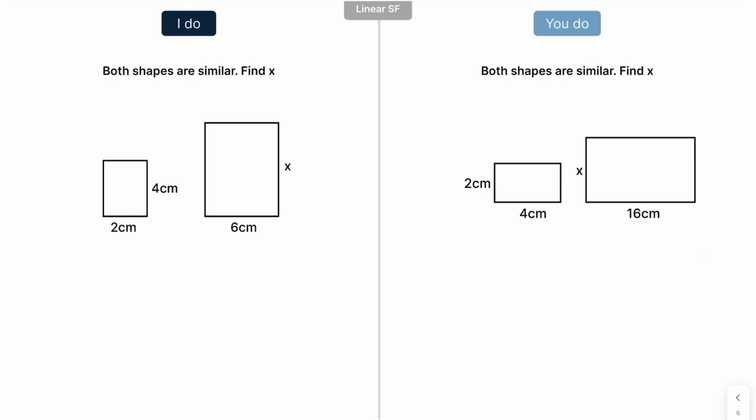So the way my videos work, I'm going to do the example on the left, which is I do. You are then going to press pause and I've got the example on the right, which is you do.